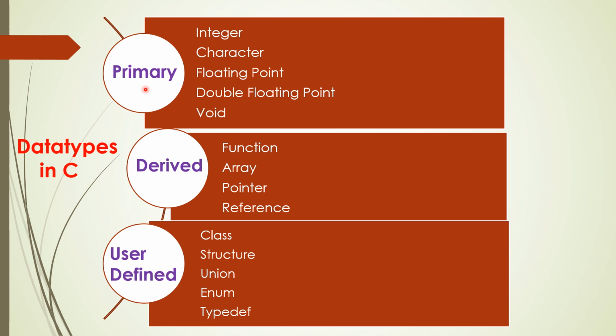So, in primary data types, we have integer, character, floating point, double floating point, and void. Derived data types are functions, arrays, pointers, and reference, whereas user-defined types are classified as class, structure, union, enum, and typedef.